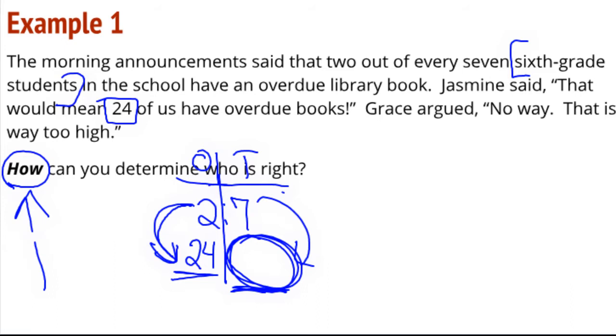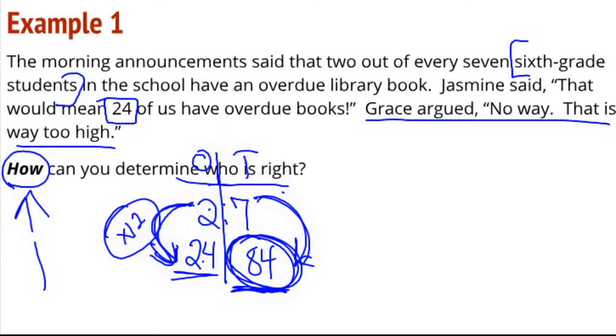Now, if Jasmine is going to be correct, we know that we multiplied by 12. To get from the 2 to the 24, we multiplied by this 12, which would mean the 7 would be multiplied by 12, and we would know that it was 84. So if the total number of students is 84, then we know that Jasmine is correct. If the total number of students is less than 84, then we know that Grace was correct. That's way too high. That ratio would be off.